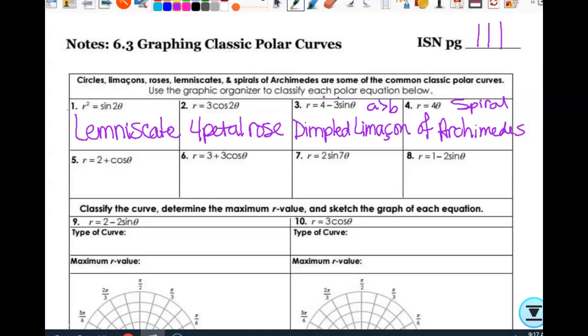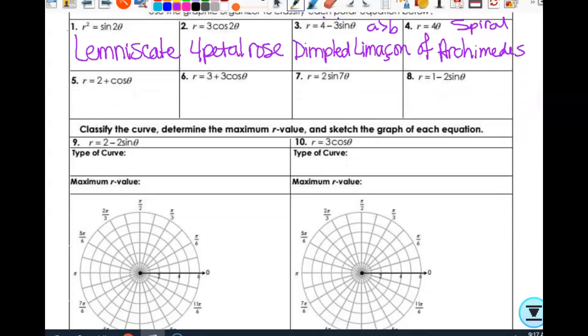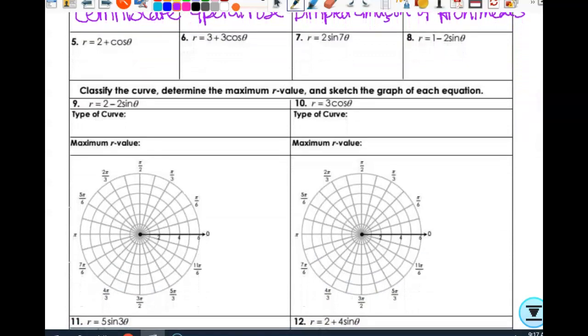Okie dokie. Your time's up. Let's look at these. All right, so on number 5, I have 2 terms, which tells me it puts it in the limacon category, and my A is greater than B. Is A greater than or equal to 2B? Yes, 2 is greater than or equal to 1 times 2, which is 2, which makes this a what? Convex limacon.